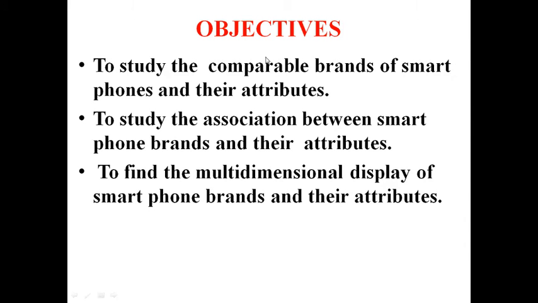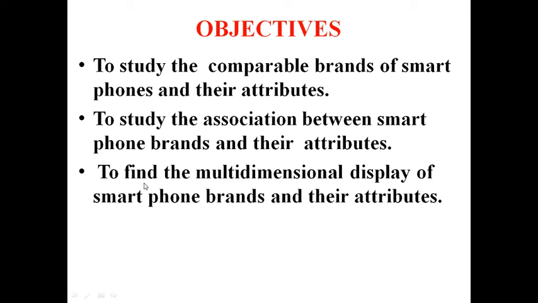Now you can see here there are 3 objectives we have defined. The first objective is to study the comparable brands of smartphones and their attributes. We have written one word, comparable brands, what does it mean? The same category, like you cannot compare Nano and then Mercedes. So the same type of brand you have to take, so that you can easily compare the brands with the attributes. Second, to study the association between smartphone brands and their attributes. We'll find out the relationship or the association between the smartphone brands and their attributes, meaning which brand relates to which attribute more. So that we try to find out.